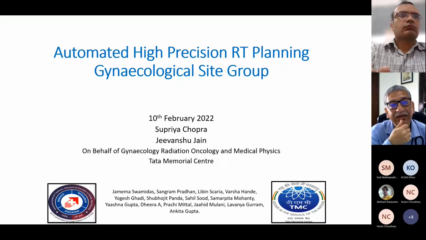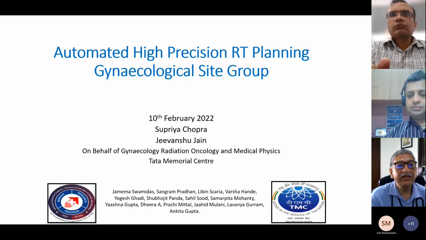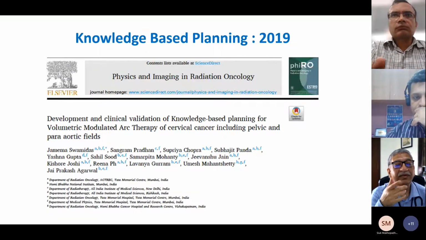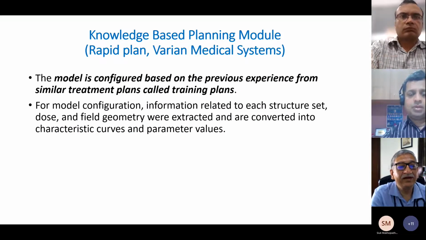So our gynec group led by Dr. Supriya Chopra and Dr. Jamema Swamidas, who's from the medical physics department, tried to see whether automated high precision planning could be undertaken in order to reduce the time that is required by physicians and physicists for planning of each treatment. And so they published this paper on knowledge-based planning in 2019.